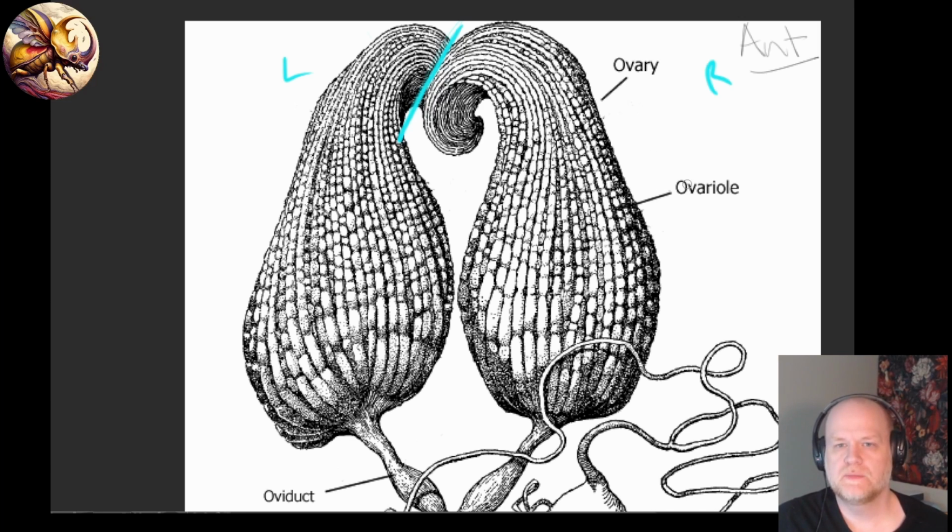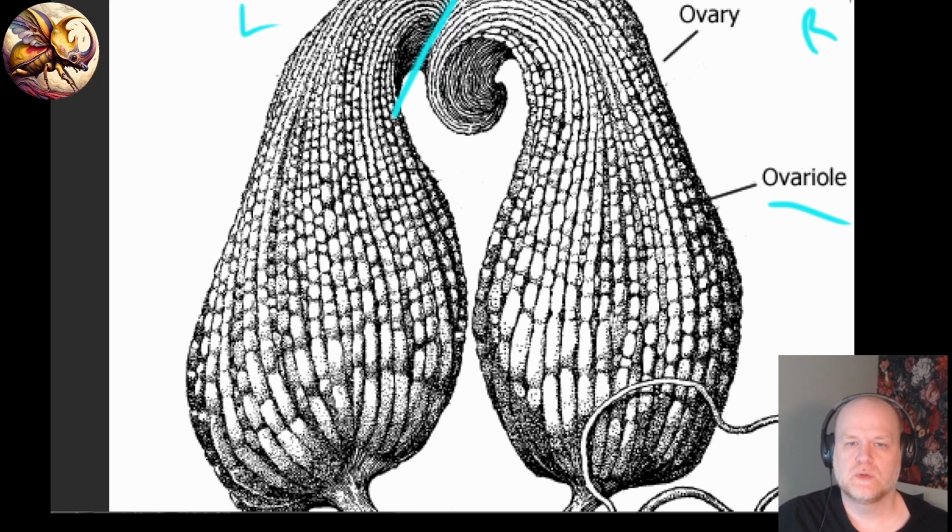An ovary itself is made up of a number of strands called ovarioles. And ovarioles are these chains of beads that you see progressing up, and they get smaller and smaller until you get to the tip of the ovary. And these ovarioles are where the eggs are and where they develop.